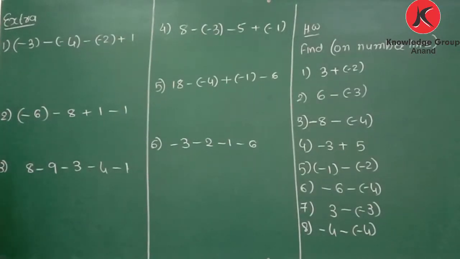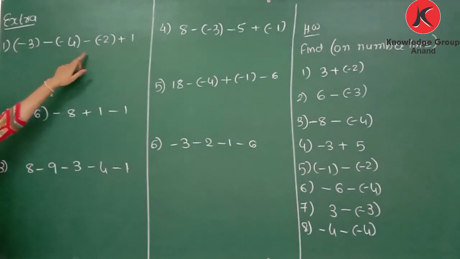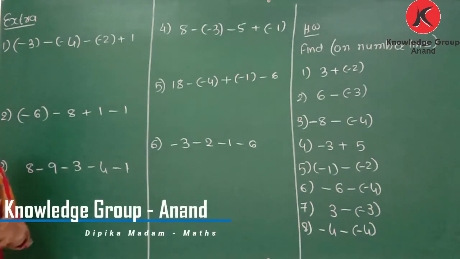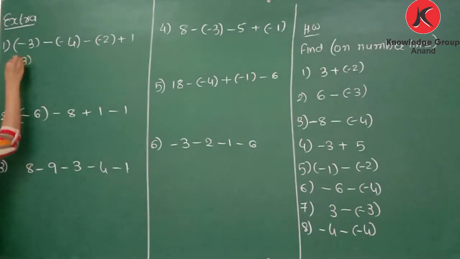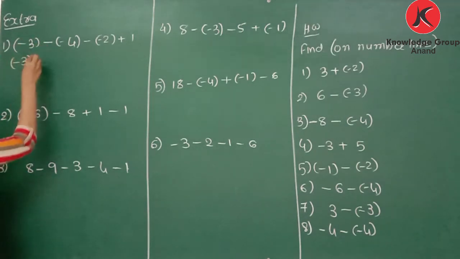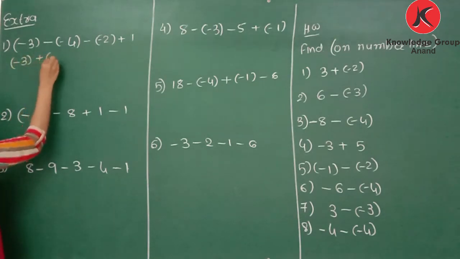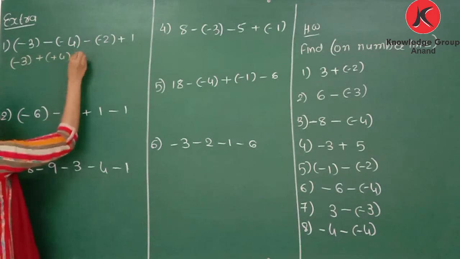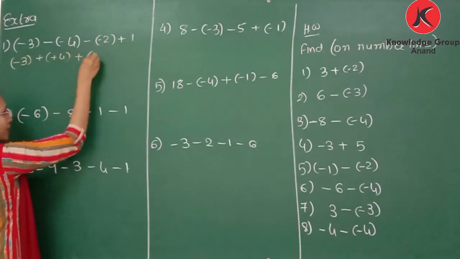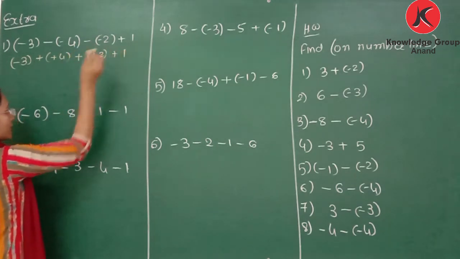Let's solve some extra examples. So here the numbers are first minus 3 minus 4 minus 2 plus 1. As we learned the concept of subtraction, convert the subtraction into addition by writing the inverse of the next number. So here minus 3 as it is. This is the subtraction, so convert it into addition by writing the inverse of minus 4, that is plus 4. Minus becomes plus, the inverse of minus 2 becomes plus 2, plus 1 as it is.